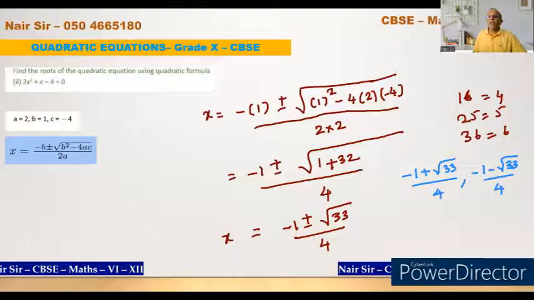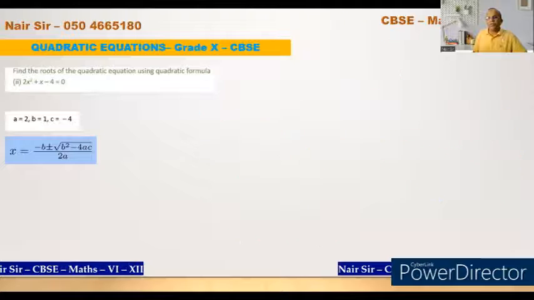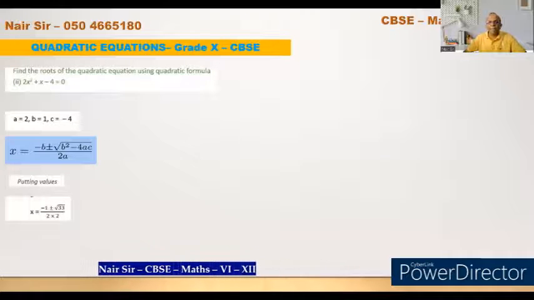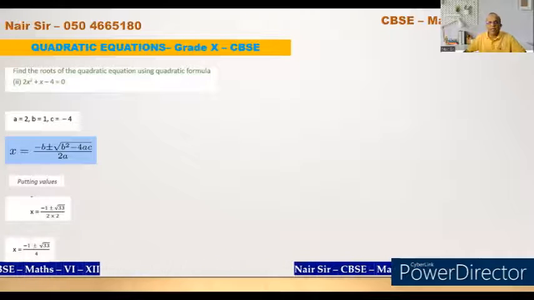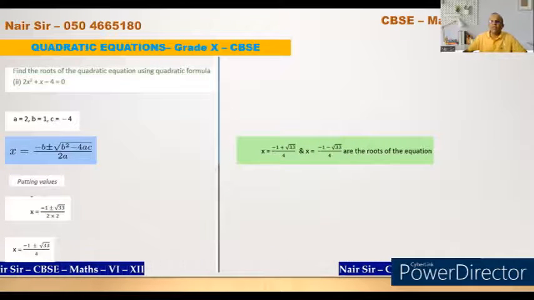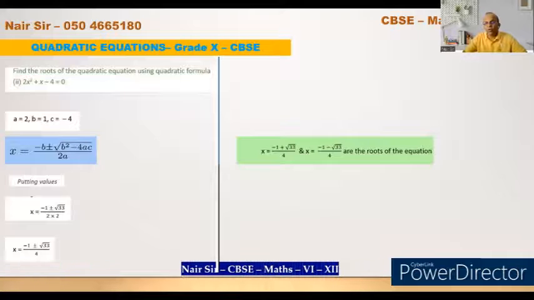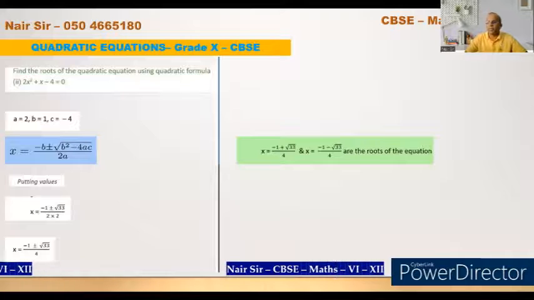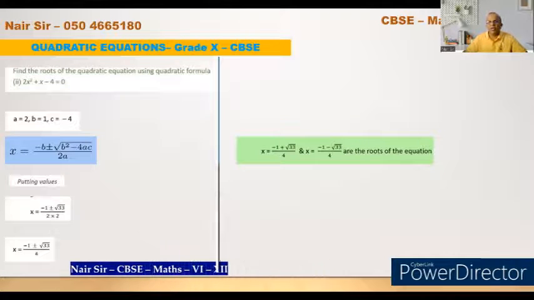Am I clear? So you have to be very, very watchful when you are doing multiplication of integers. Whenever you are substituting the value, you have to be very watchful. Okay, let's look at this now. Putting the values, directly I've solved it. X is this. So the value is minus 1 plus root 33 upon 4 and minus 1 minus root 33 upon 4. That's the answer.